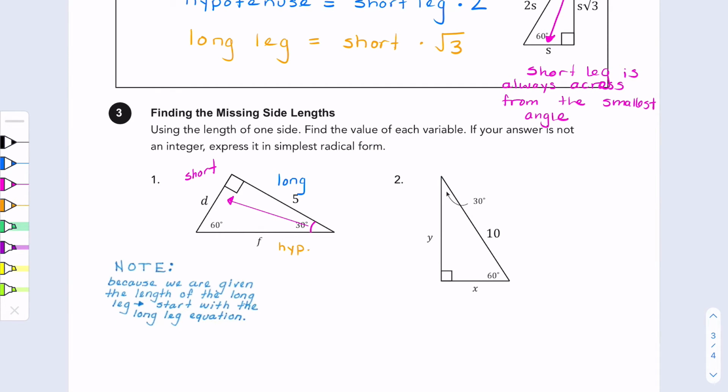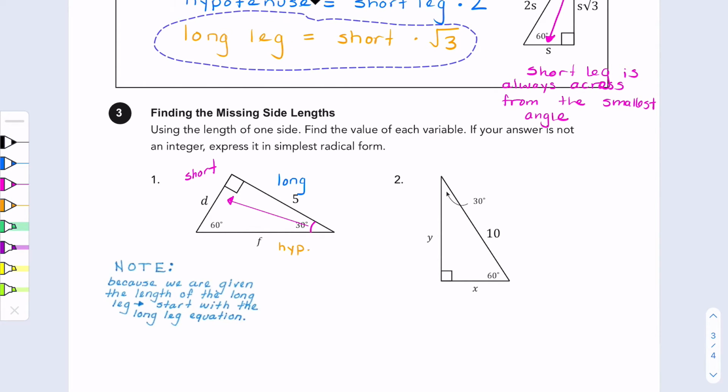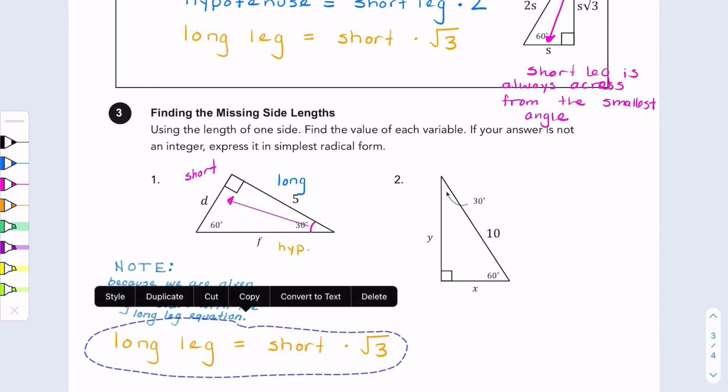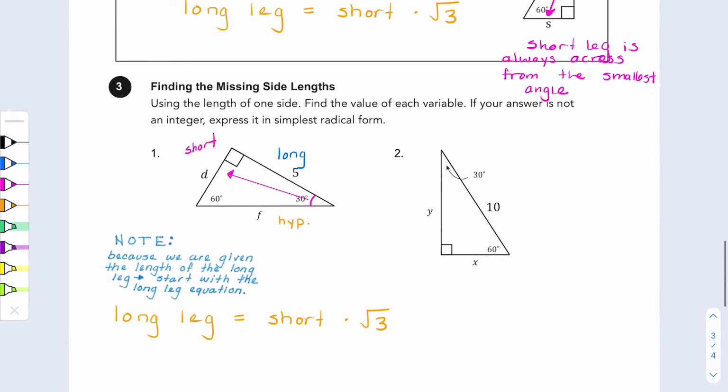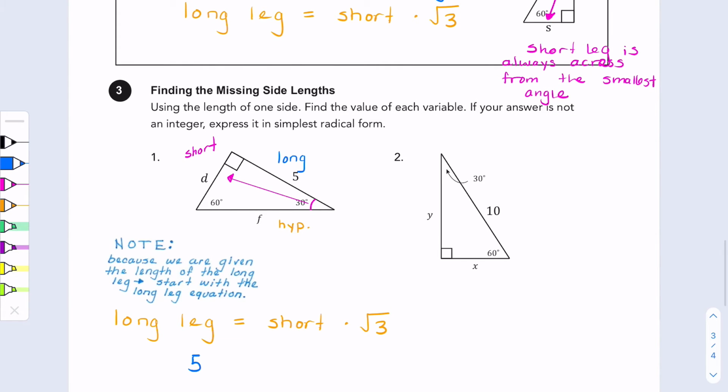If we're starting with the long leg equation, that means we have enough information to fill in this equation here. And I'm going to substitute in the fact that the long leg is equal to 5. I know that this is equal to the short leg, which is represented with the variable d, times the square root of 3.